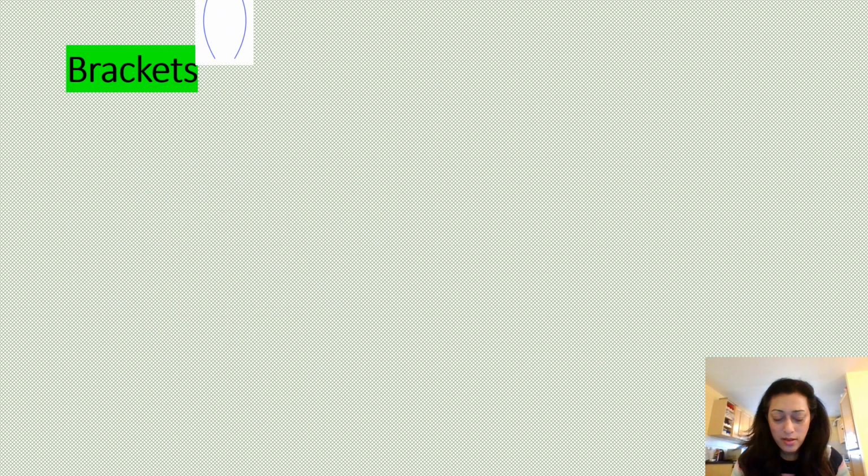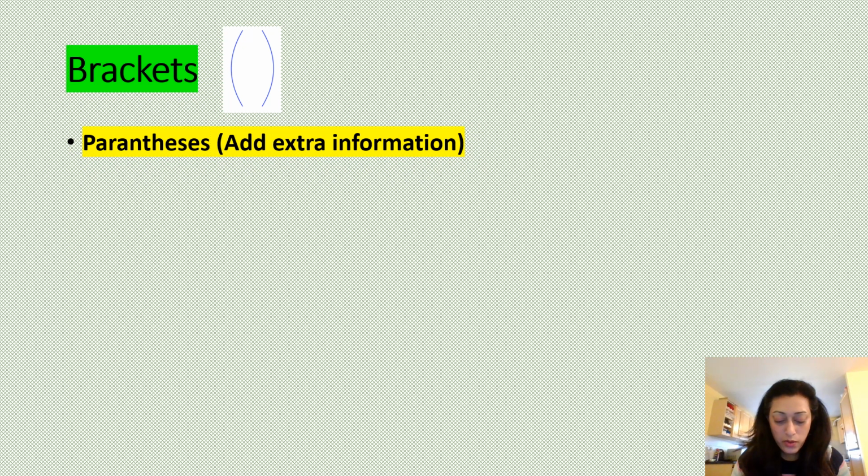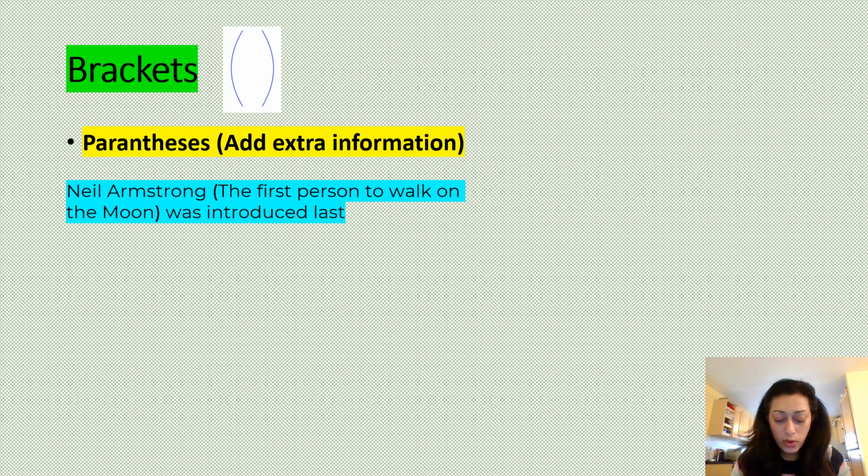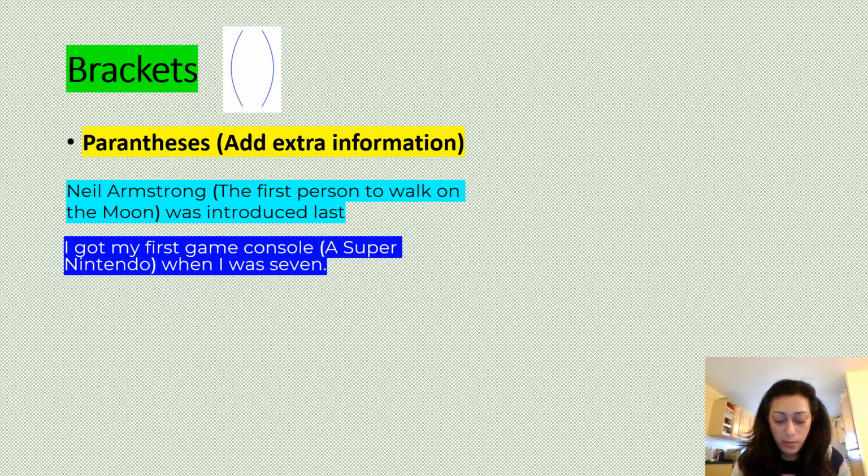Moving on to the brackets. So beginning with the round brackets, depending upon the text type you are writing, brackets will serve different purposes. Let's take a look at some examples to make sense of this. So round brackets, which is also called parentheses, can be used in three different ways. Using the brackets to add extra information where required. For example, Neil Armstrong (the first person to walk on the moon) was introduced last. I got my first game console (a Super Nintendo) when I was 7.